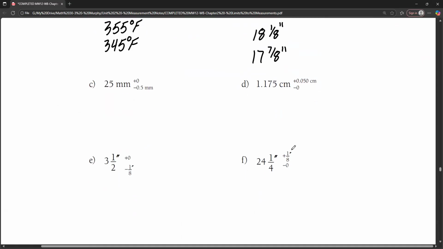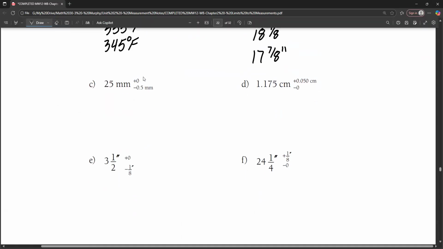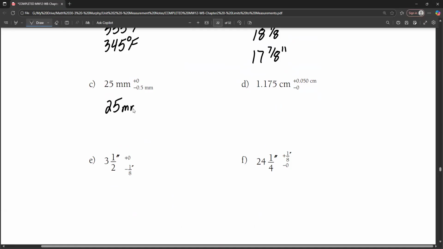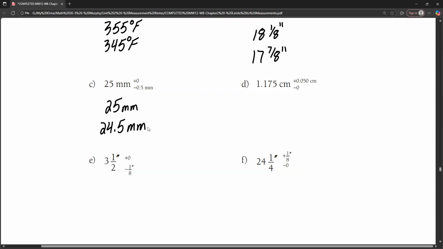Okay, C, 25 plus 0. So that means it is the maximum. And then the minimum is negative 0.5. So 24 and a half. D, 1.175 plus, and no, it can't go any lower. So this is our maximum then. And if we add it, we end up at 1.225 centimeters.